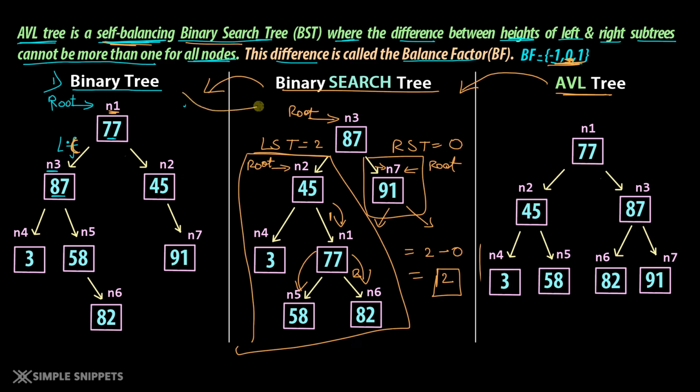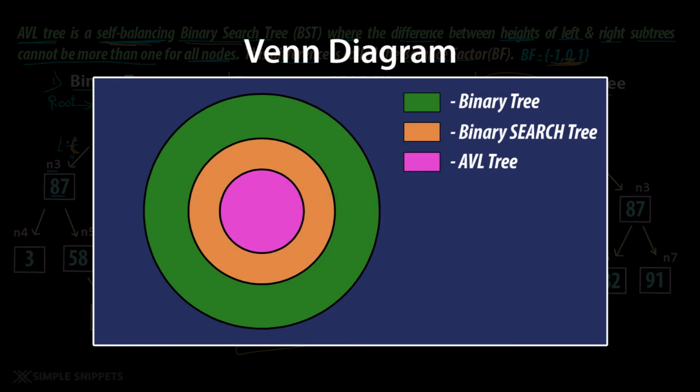So not every binary tree can be considered as a binary search tree, and not every binary search tree can be considered as an AVL tree. So keep that in mind. I'll just draw a Venn diagram also. You can see that the AVL tree is the smallest set. Every AVL tree is a binary search tree, so that's the larger set, and every binary search tree is a binary tree. So the reverse is not true.